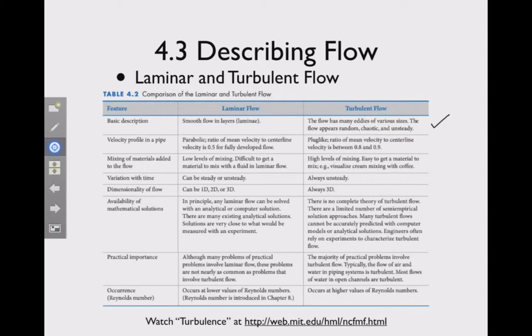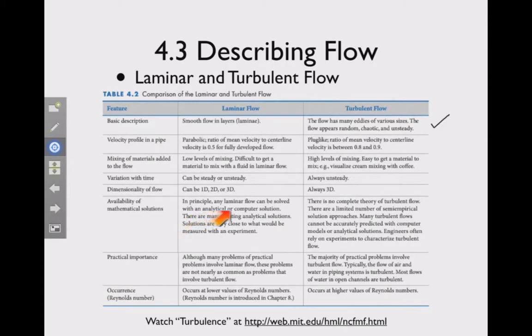We can see the ramifications of that are that the variations with time of laminar flow can be steady or unsteady, but turbulent flow is always unsteady. The dimensionality of the flow for laminar flow could be 1D, 2D, or 3D, but because we have eddies and basically chaotic motion in turbulent flow, it will always be 3D.